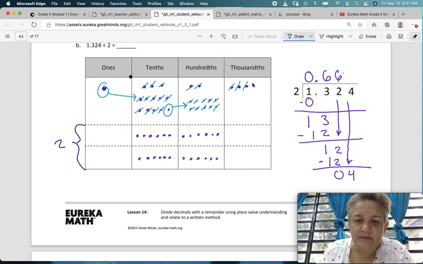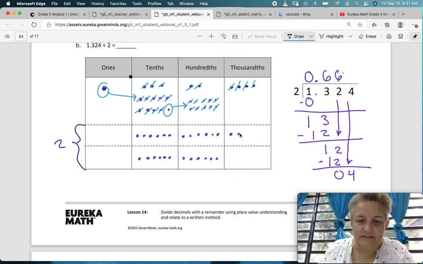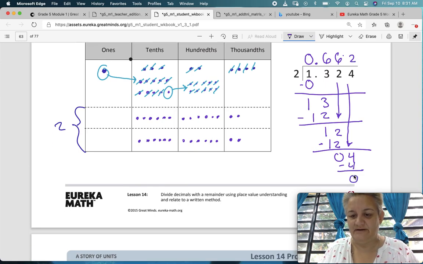1, 2, 1, 2. And I've got 1, 2, 1, 2. And that goes 2 times. 2 times 2 is 4. And when I subtract, I get 0. That means I got all the way through it. And my answer in the standard algorithm is 662 thousandths.